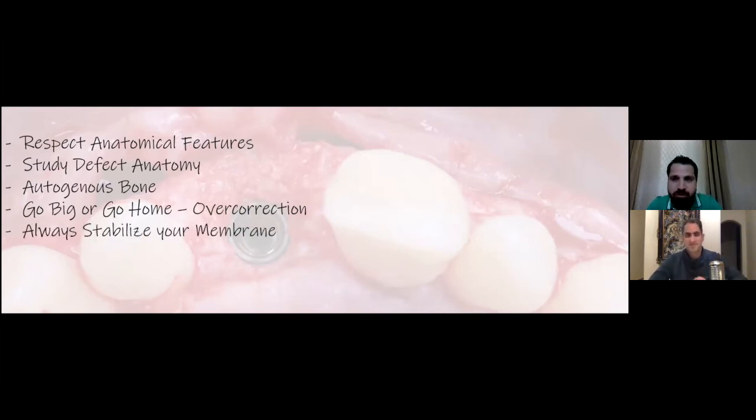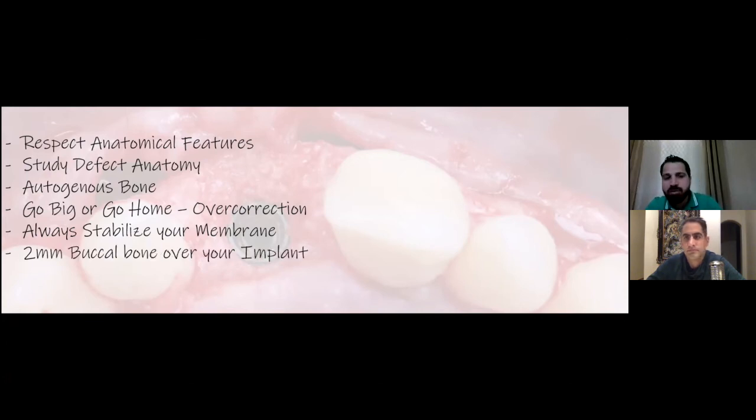Always stabilize your membrane. Whatever the case was, stabilize your membrane. If you don't have tacks, you have your sutures. Just do your periosteal suture and stabilize your membrane. 2 millimeter of buccal bone over your implant is a must, especially in the aesthetic zone. And what you're going to get from GBR is 3 to 4 millimeter of gain per attempt. But fortunately, when I'm using tenting poles or the tent pole technique, I'm getting more than 4 millimeter, 5, 6 millimeters sometimes, which is great.